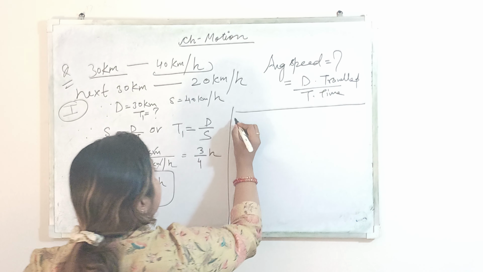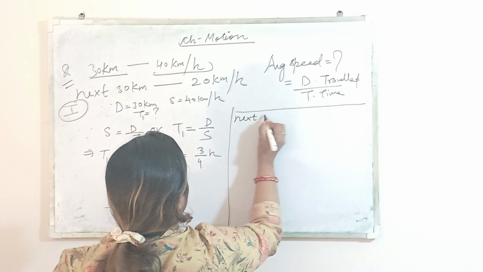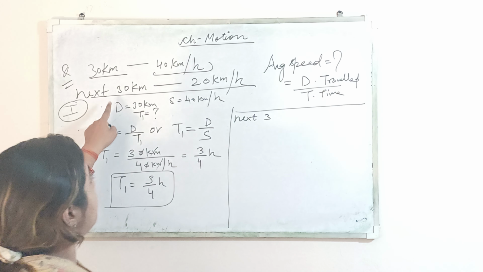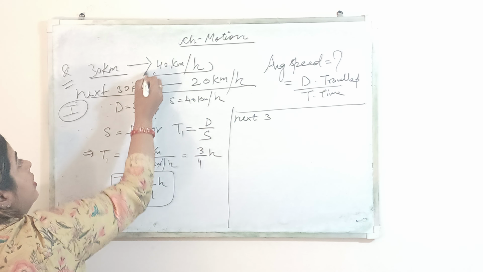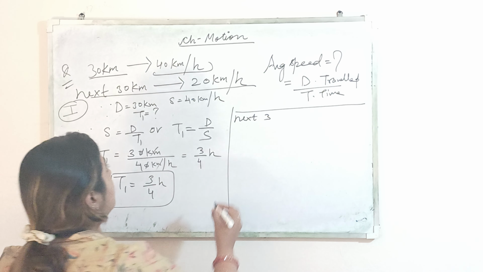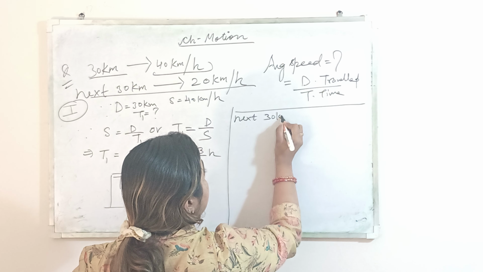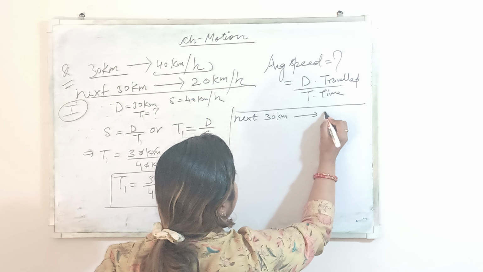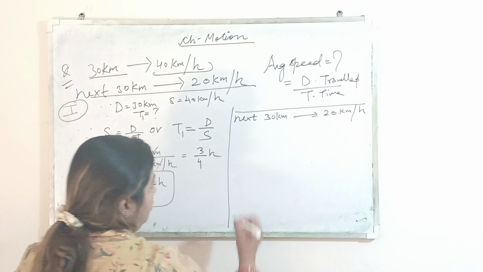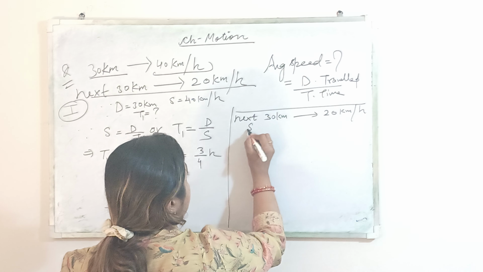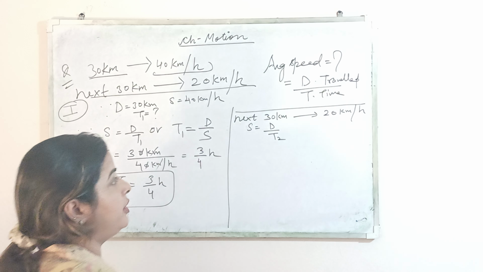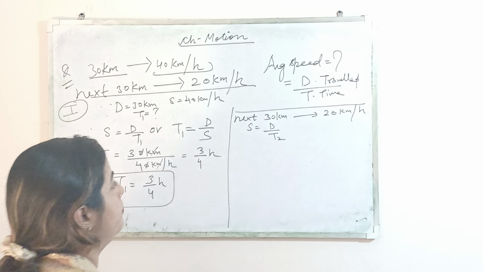Now let us calculate the next 30 kilometer, the time taken by the object when the speed is 20 kilometer per hour. So again, speed is equal to distance upon time. Let us say the time taken by the body is t2.